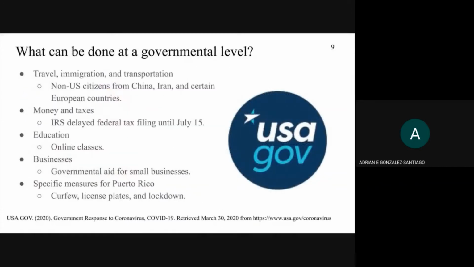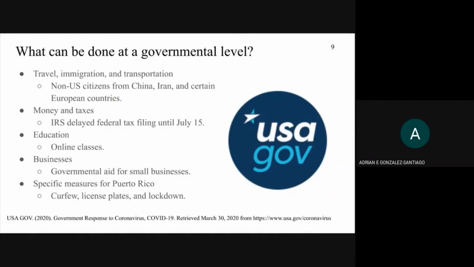At a governmental level, here in Puerto Rico, we are governed by the laws of the US. So we're going to be mostly talking about what they're doing in the US and here in Puerto Rico. For travel, non-US citizens from China and other countries like Italy or Spain are being detained in airports or not allowed to travel to the US because of the higher spread of the disease in those areas. The IRS has delayed the federal tax filing until July 15th.